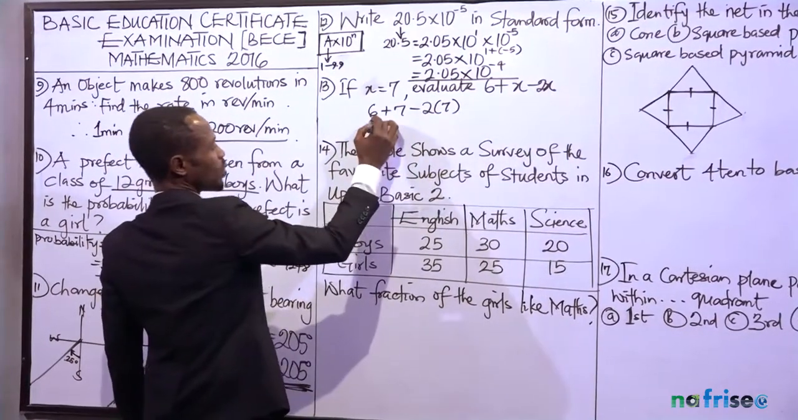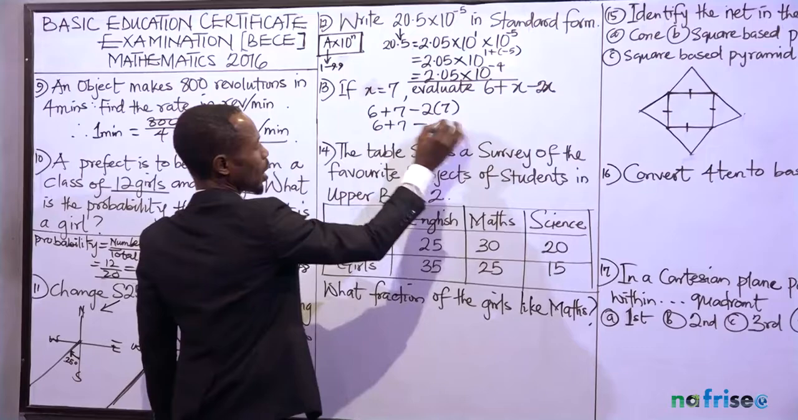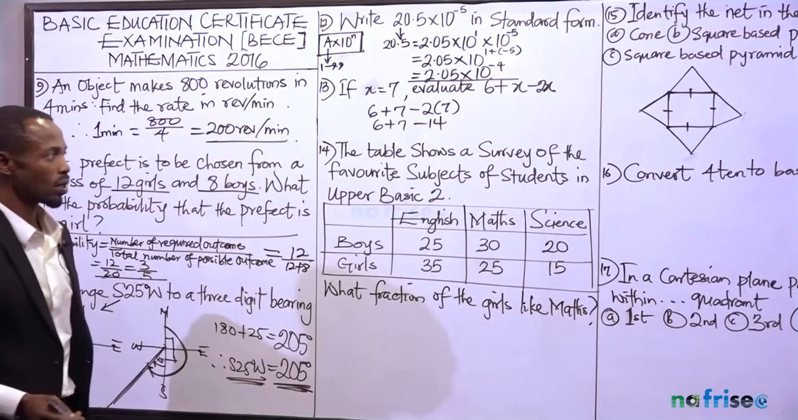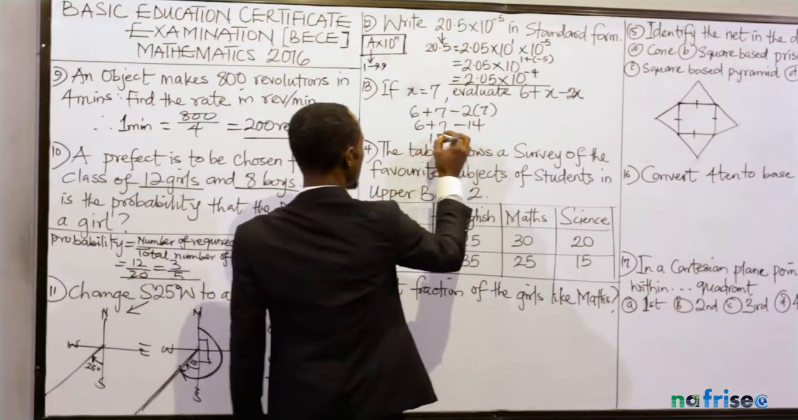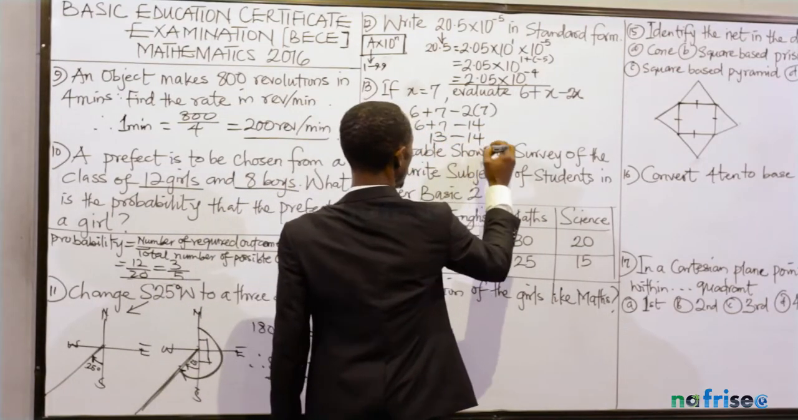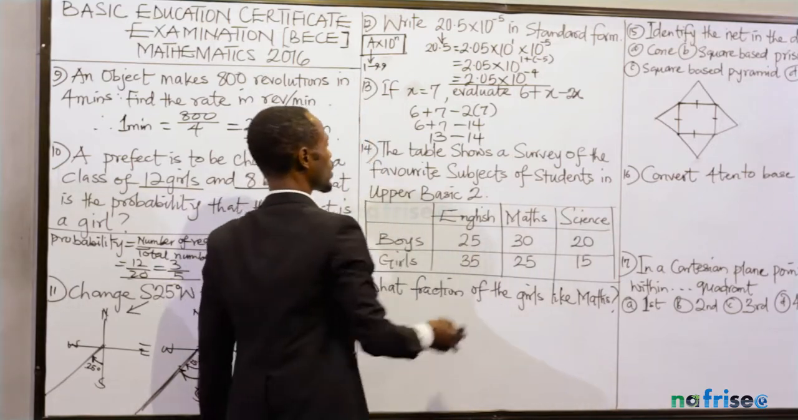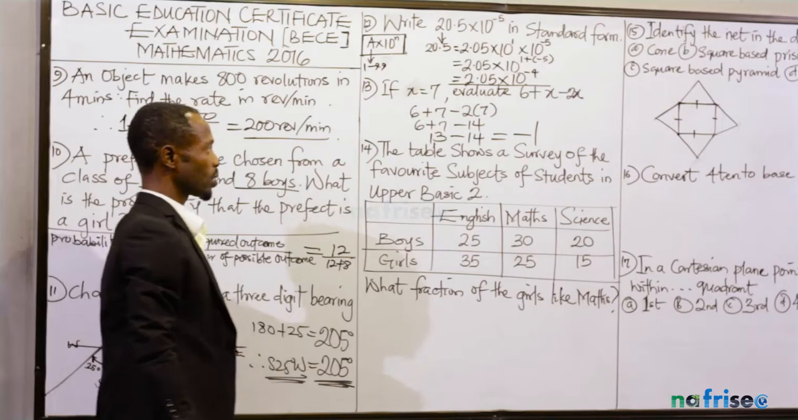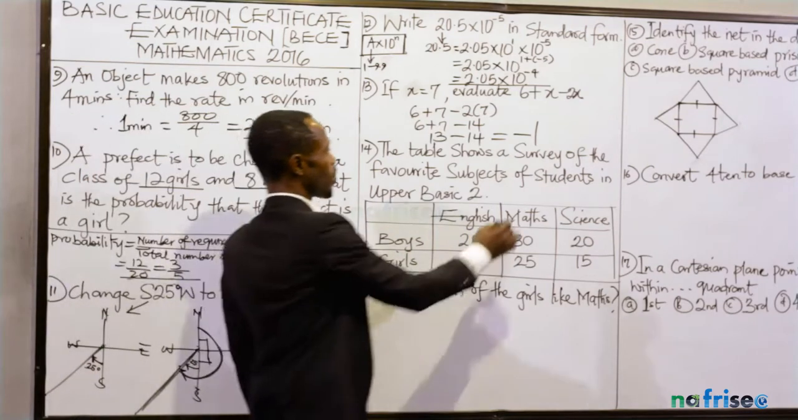So what do we have? This will give us 6 plus 7 minus what? 14. 2 times 7 is 14. What's 6 plus 7? 13. Minus what? Minus 14. So 13 minus 14 should equal to what? Minus 1 as our answer. So the answer to number 13 is minus 1.